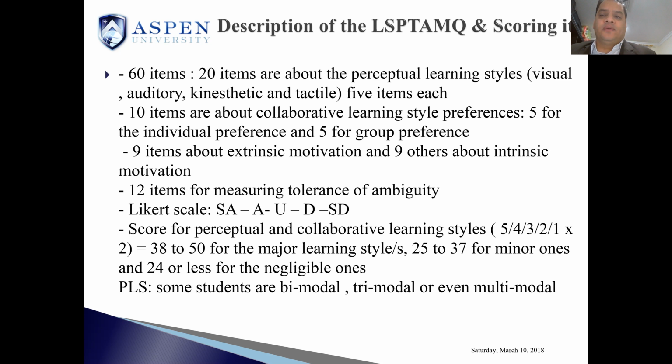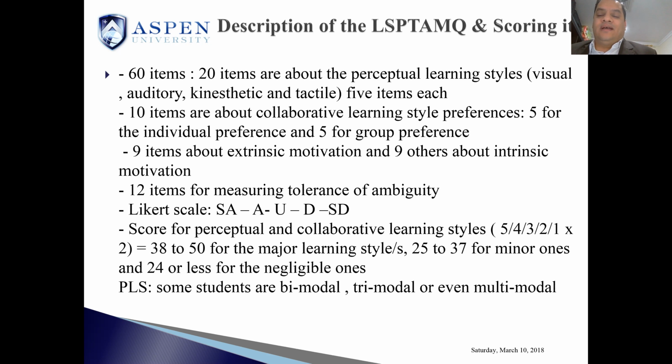To calculate the score for the perceptual learning styles and also the collaborative learning styles, I mean visual, auditory, kinesthetic, tactile, in addition to group and individual: for strongly agree, students get 5 points. For agree, 4. For undecided, 3. For disagree, 2 points. And for strongly disagree, just 1 point. Then the total of the 5 items is added up and multiplied by 2. It's very important to talk about the students' learning style preferences here.